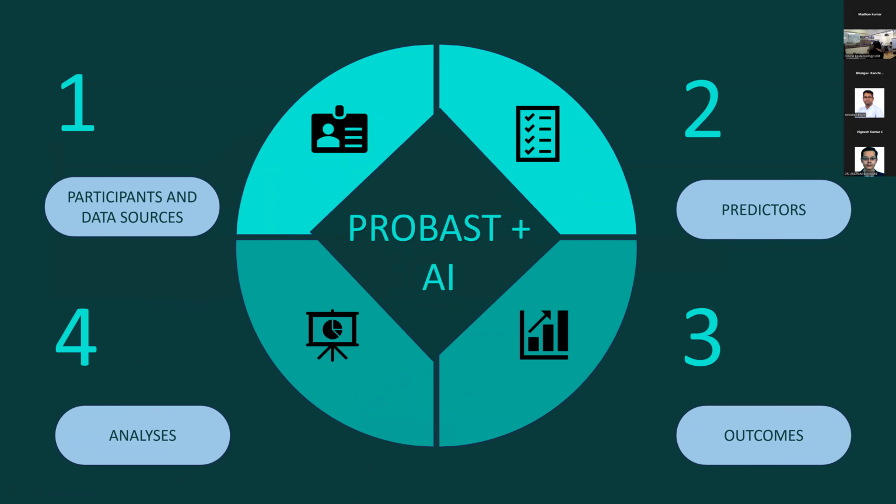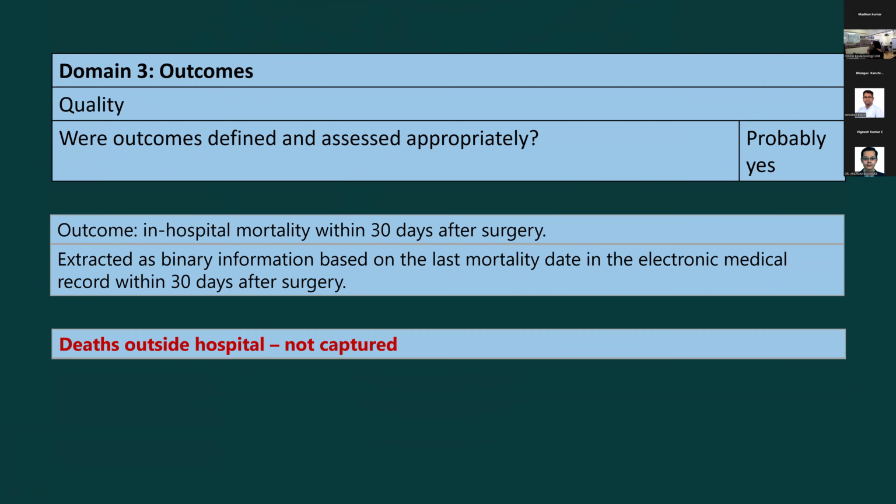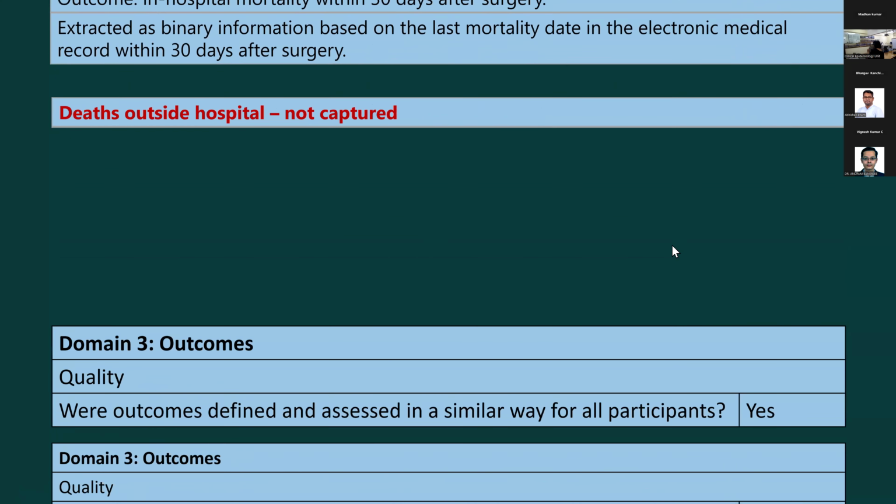We'll move on to the next, which is outcomes. Were the outcomes defined and assessed appropriately? They measured in-hospital mortality within 30 days after surgery. This is extracted as binary information on the last mortality rate. Deaths outside the hospital are not captured here. They have not linked to a national death registry where they could capture whatever happened outside the hospital setting. So I have given a probably yes.